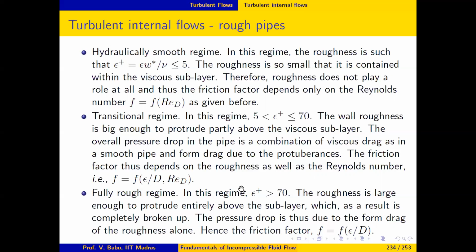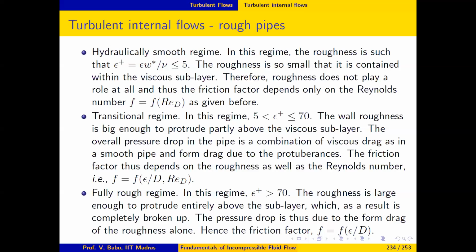Now, in the fully rough regime, where the roughness is so big that epsilon plus is greater than 70, it actually protrudes almost entirely above the sublayer, and consequently the sublayer is completely broken up. So in this case, the pressure drop in the pipe is almost entirely due to form drag of the roughness of the protuberance, and so there is no significant pressure drop due to viscous effect, which means that the dependence of friction factor on Reynolds number is no longer seen. The pressure drop due to viscous effect was accounted for through the Reynolds number, and when the roughness is so large, there is no viscous effect and the pressure drop is entirely dominated by the form drag due to the protuberance.